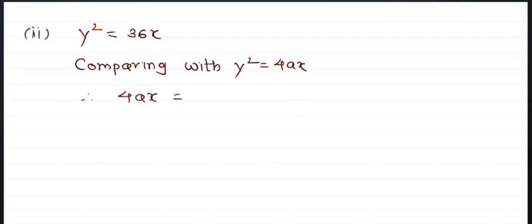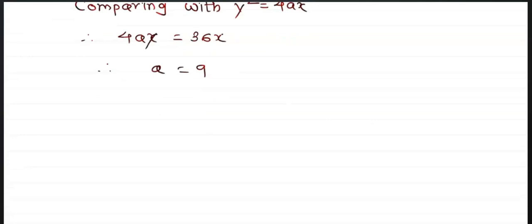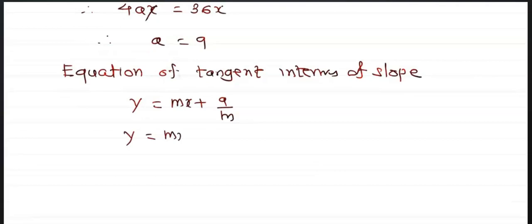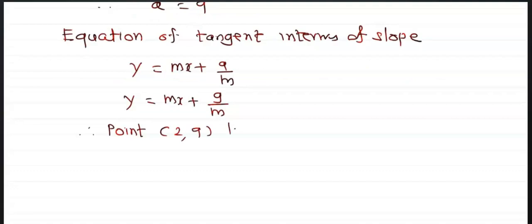Now next, second, y square is equal to 36x, comparing with y square is equal to 4ax, therefore the value of a is 9. Equation of the tangent in terms of slope, y is equal to mx plus a upon m. The point 2, 9 lies on this tangent. That is, 9 is equal to 2m plus 9 upon m.